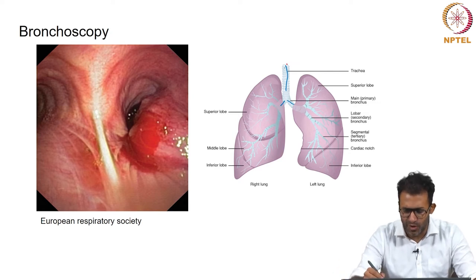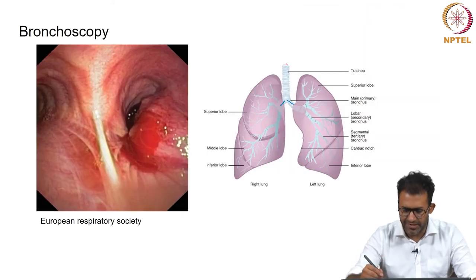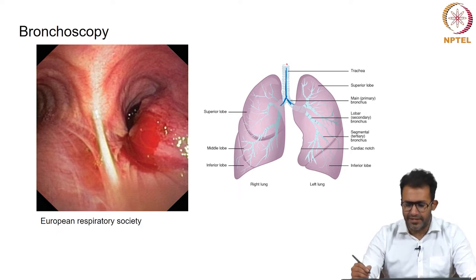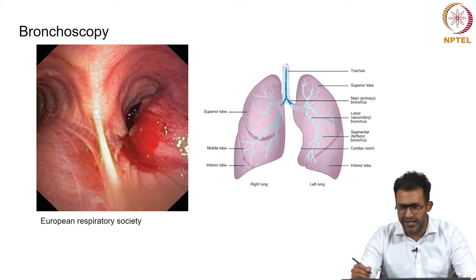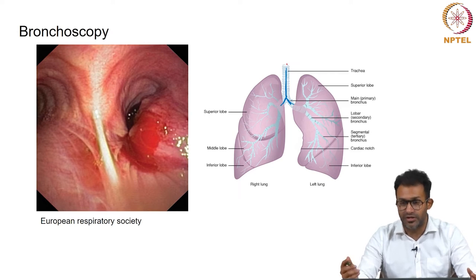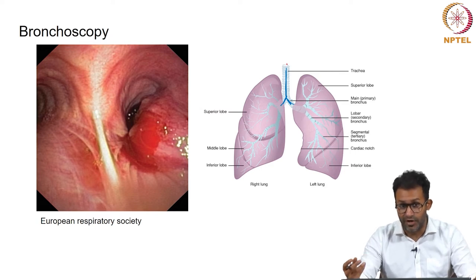Bronchoscopy essentially involves passing a tube through your windpipe. This bifurcates into what we call the bronchus, and you are able to visualize the inside of your windpipe. So this is a very important modality in diagnosing and even ruling out problems such as lung cancer, early lung cancer, and also removing foreign bodies.